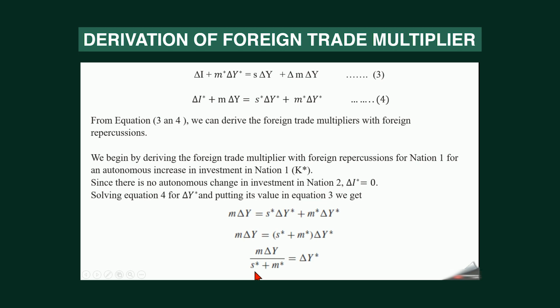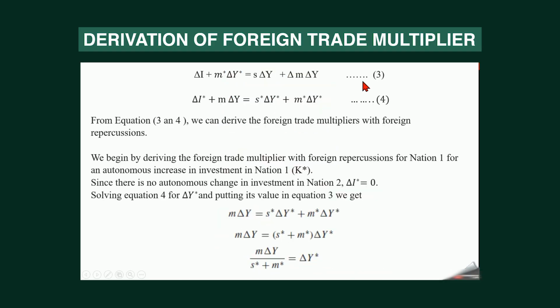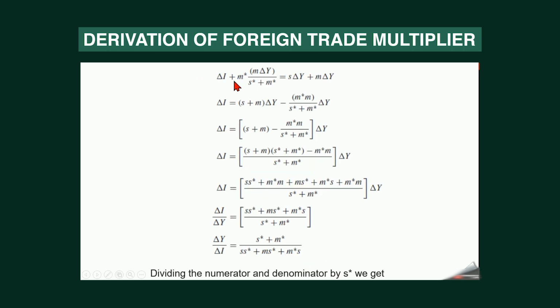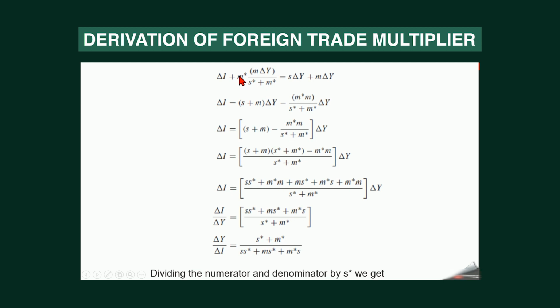Remember, s star is the marginal propensity to save of the foreign country, and m star is the marginal propensity to import of the foreign country, and m is the marginal propensity to import of the home country. This equation can be simplified by putting this value of delta y star in equation 3. So instead of m star delta y star, in place of y star, we put m delta y plus s star plus m. And then we solve by taking this value to the right hand side.